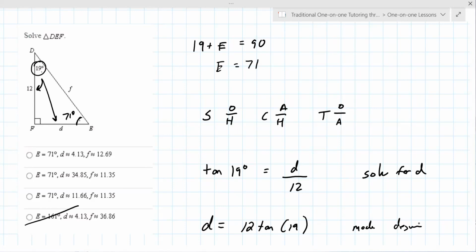Uh, 1.81. Is your mode in degrees? Yeah. It is supposed to be 4.13. Yes. Okay. And so you'll see that is letter A. That's the right D value. And since it's different from all the rest, you don't have to continue solving the triangle. Okay.